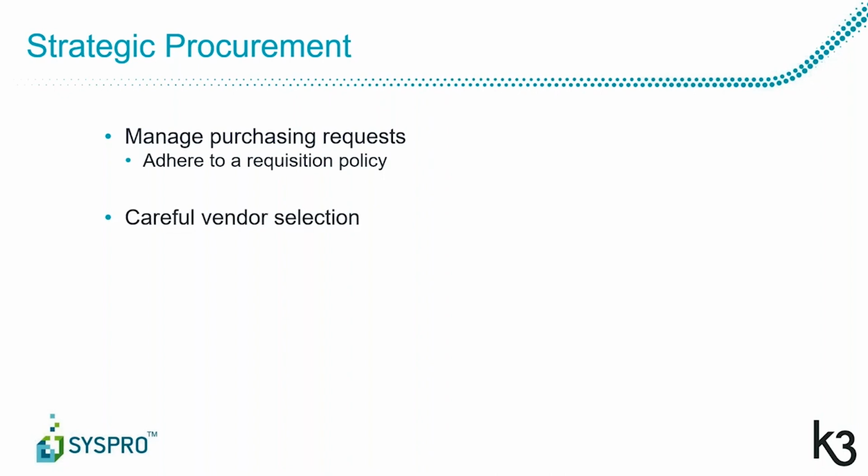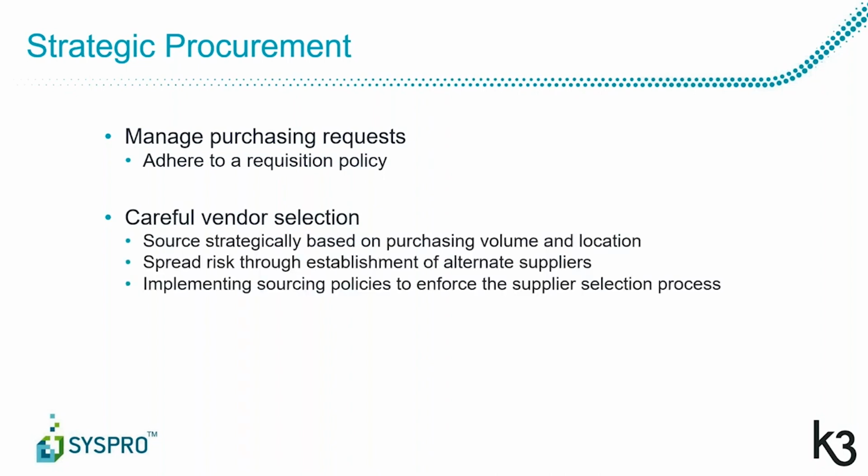Your vendor selection is something that I know a lot of businesses are thinking about right now. It's about making sure that you're sourcing strategically, depending on how much and where you're buying from. Do you have multiple suppliers, alternate suppliers for your key items? And do you have policies in place to be able to adhere to that as well?